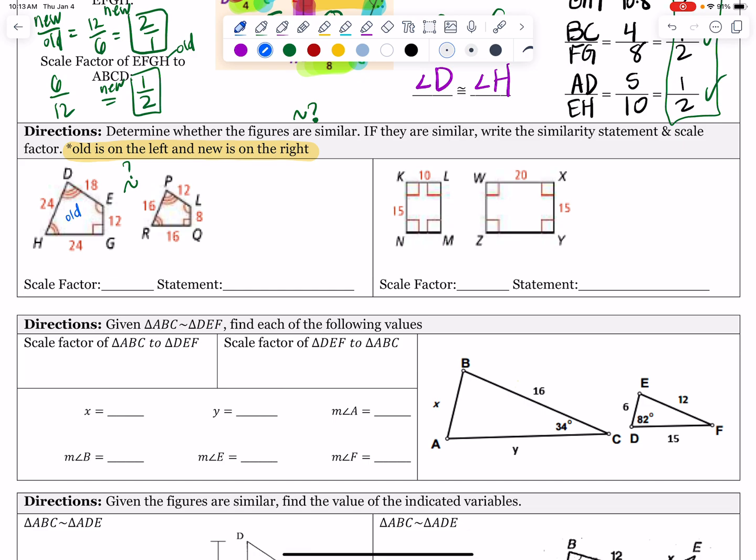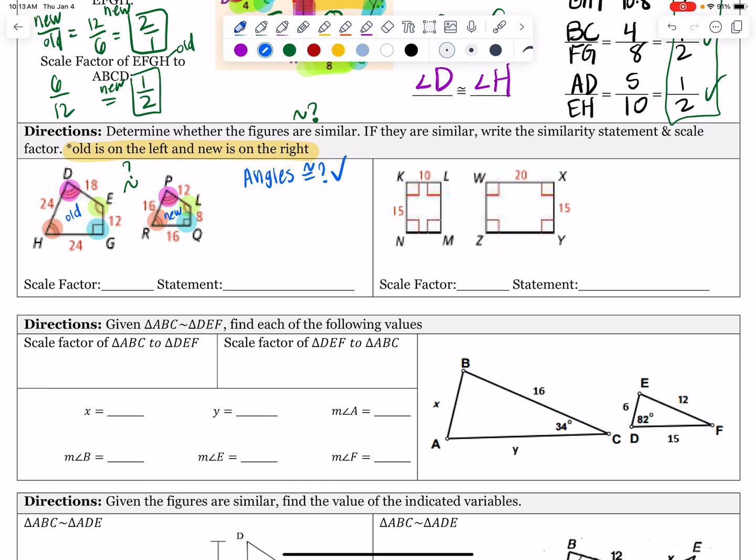This one is going to be old, this one's going to be new. So immediately I know that if they are similar, it's getting smaller, so my scale factor should be less than 1. Okay? So the first thing you're going to do is check all the angles. Check the angles first. If the angles are not congruent between these two shapes, then boom, you know that they're not similar. You don't have to check anything with the sides. So all of these angles appear in both shapes. So the first thing I've checked does work. The angles are congruent. Yes, that's a check. If not, I'd stop there and say not similar.